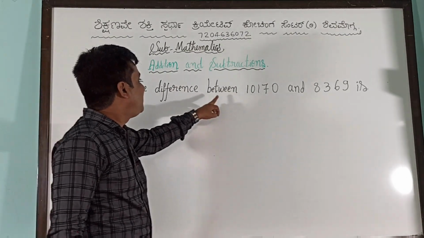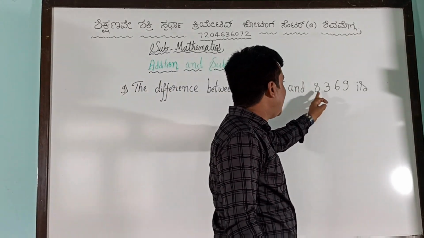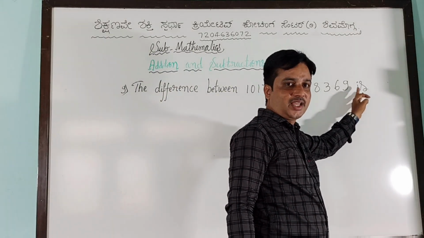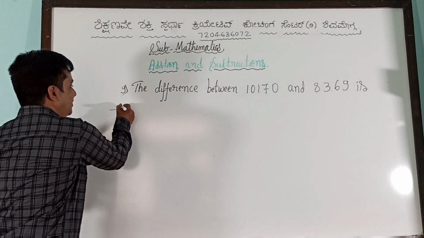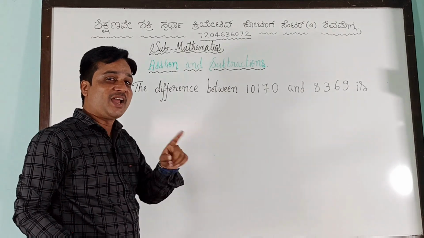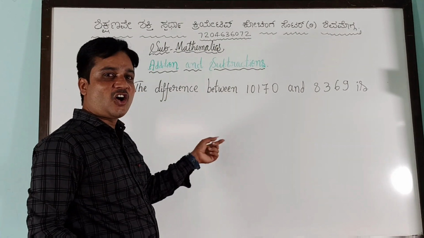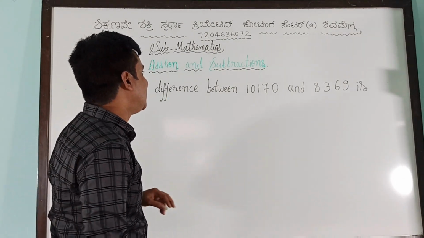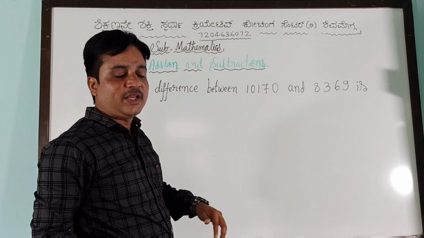Okay students, now let's see the ninth question. The difference between 10,170 and 8,369 is, they have given the concept. So let's find the difference. So we know that one difference means we have to make it subtraction. So here the difference is the answer of the subtraction.